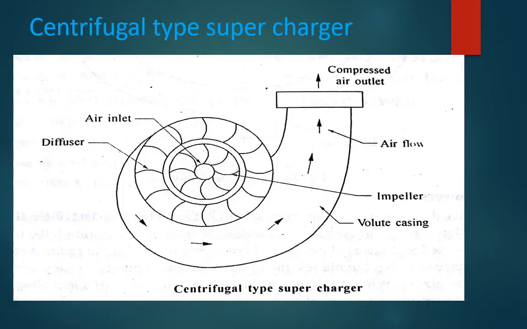So in a centrifugal type supercharger, I hope you find this figure, it's just like a centrifugal compressor, where the air is given to the inlet and passes to the vanes. When it passes to the vanes and passes to the diffuser, its pressure is increased. This casing is called a volute casing. Using the impeller, the air is taken inside and pressurized. That high pressure air comes out as a compressed air output. Right? So this is a centrifugal type supercharger.